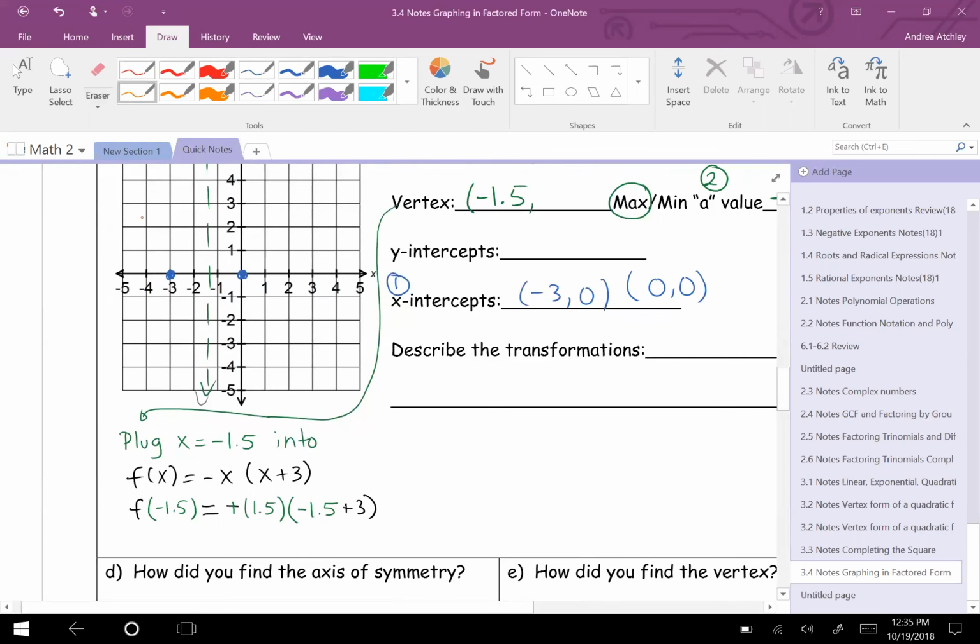Now we do the math. Order of operations, parentheses. So negative 1.5 plus 3. Get my calculator. Okay, and that gives me 1.5, right? Then I'm going to multiply 1.5 times 1.5. Okay, and get f of 1.5 equals 2.25.